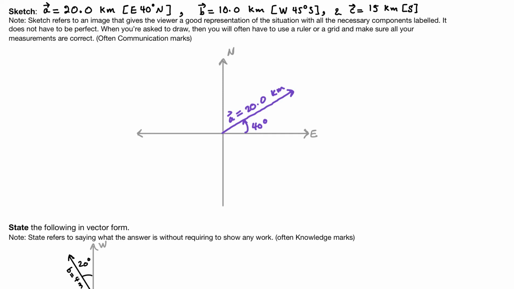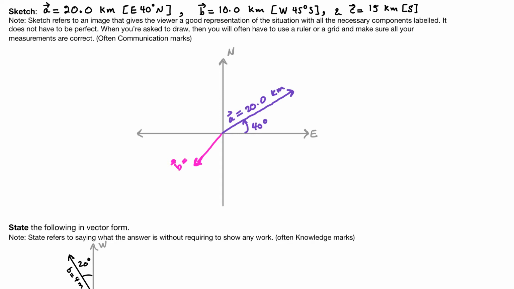Now, for the next one, vector B is 10 kilometers west, 45 degrees south. So west is in this direction. 45 degrees towards south, that goes in this direction. So let's draw that out. And it's 10 kilometers. So in terms of length, if this is 20, this needs to be approximately half of it. So I'll do a little bit of erasing here. And I think that's about half, approximately. So I'm going to draw an arrow here. And this is vector B.